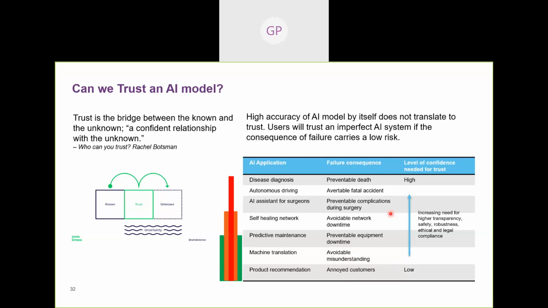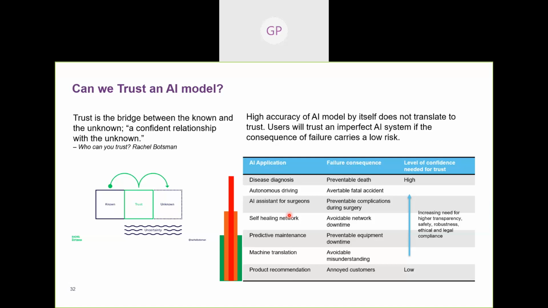But as we move on, the level of confidence required for trust is high, something which is very likely in disease diagnosis, where the consequences are preventable death. If we can prevent death, that is something we really need to do. The consequences are pretty dire, and in areas like disease diagnosis, autonomous driving, and AI assistants for surgeons, we want to make sure that we are able to trust these systems. And trusting is a very important part.